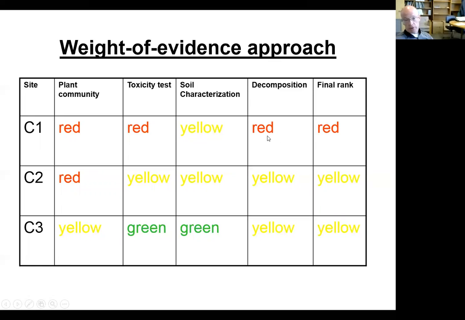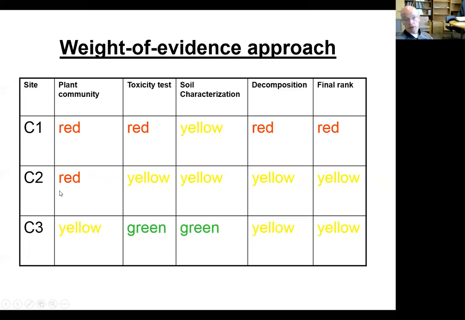The litter decomposition was very much impaired compared to reference sites. So in this case, we had 3 reds and 1 yellow. So for that site, it gets given a red. It's a weight of evidence. There were 3 reds, 1 yellow, it's a red.